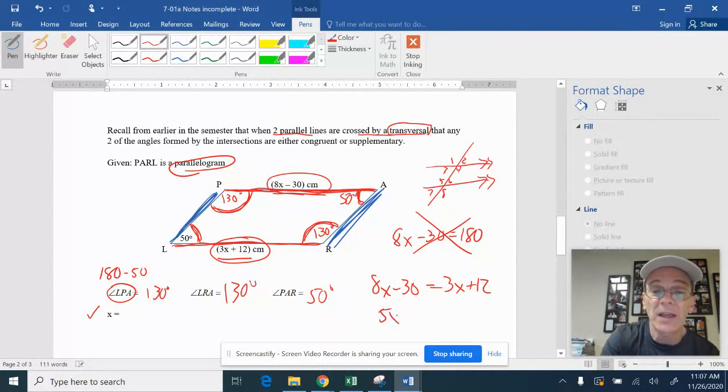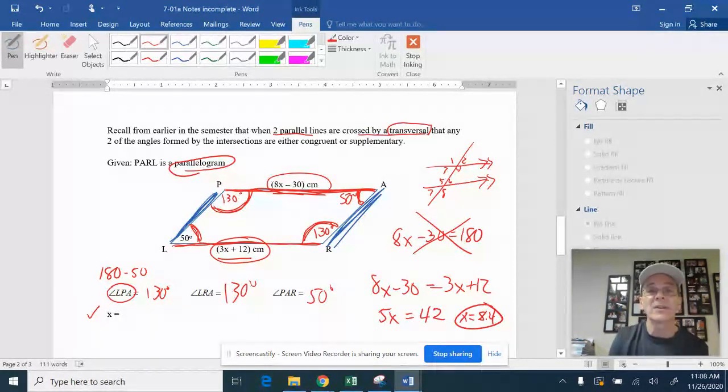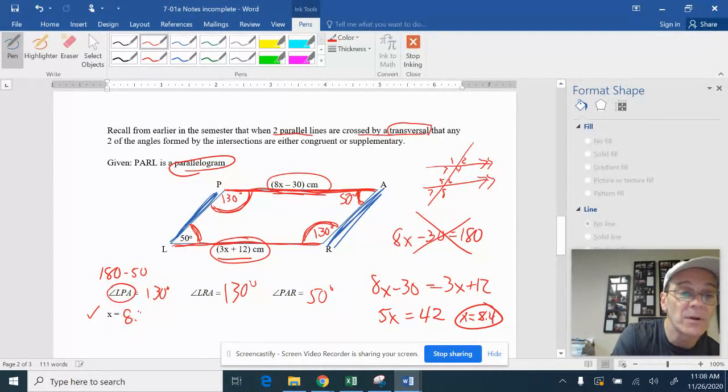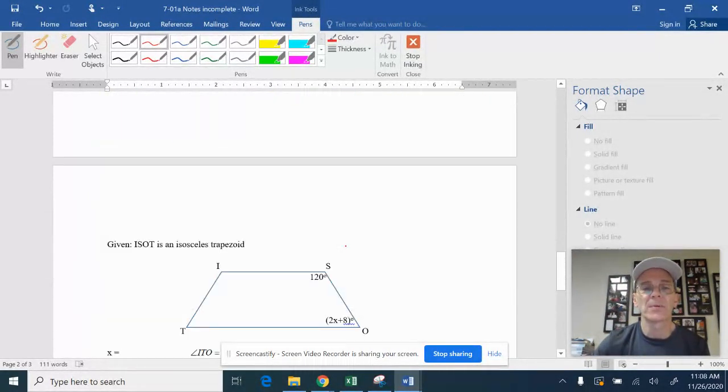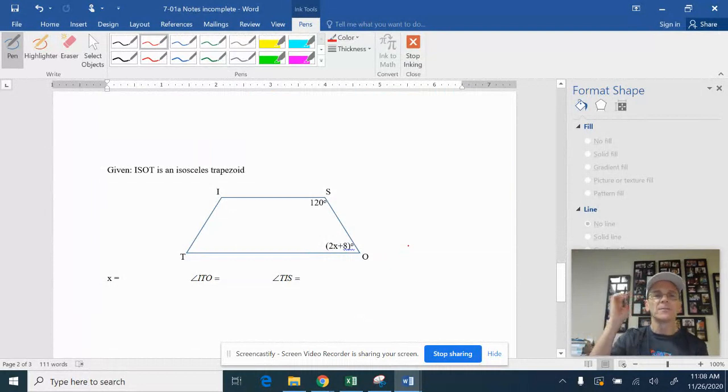And then do a little bit of algebra to solve the equation. Subtract 3x from both sides, add 30 to both sides. 5x is 42. Divide both sides by 5. You're going to get x turns out to be 8.4. Nothing wrong with a decimal answer. Okay, that's how we would get the value of x, by recognizing these two lengths are equal to each other. It's not that either one of them is equal to a specific value, but rather that they're equal to each other. And I got one more example down here.